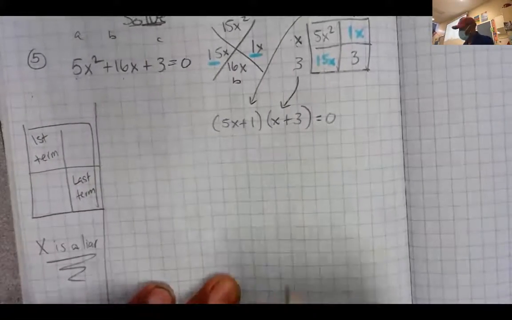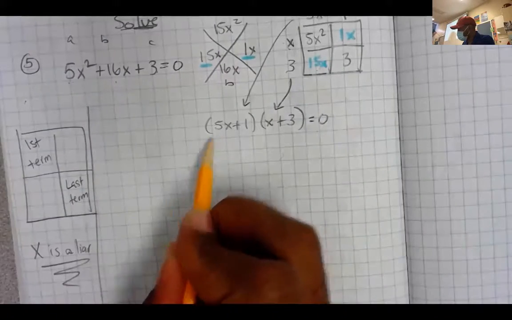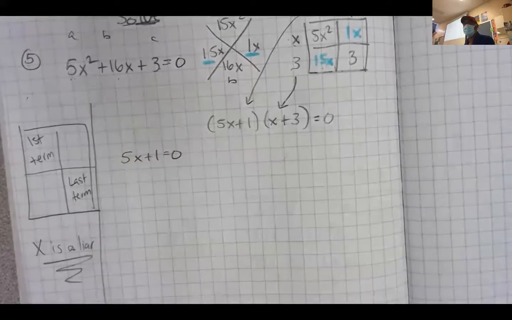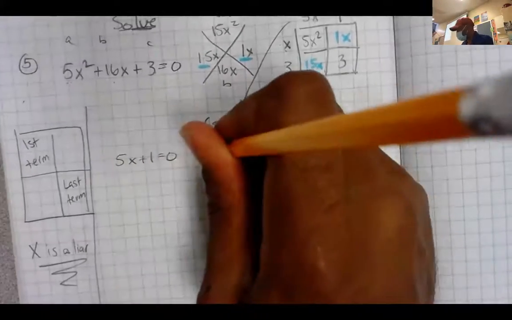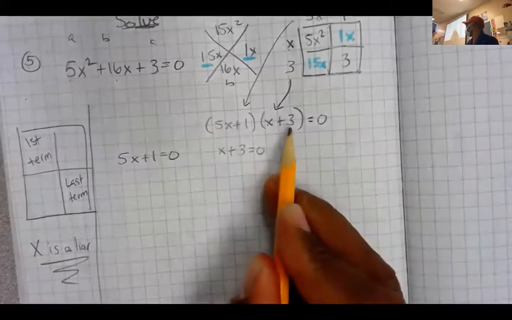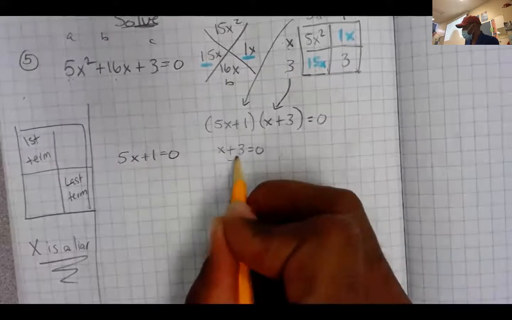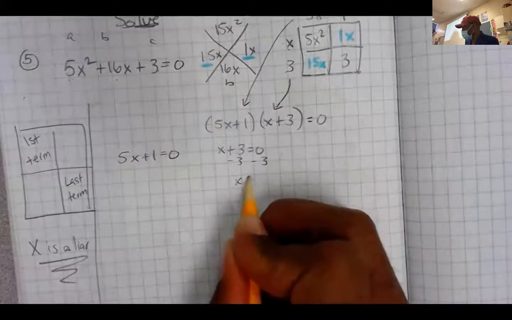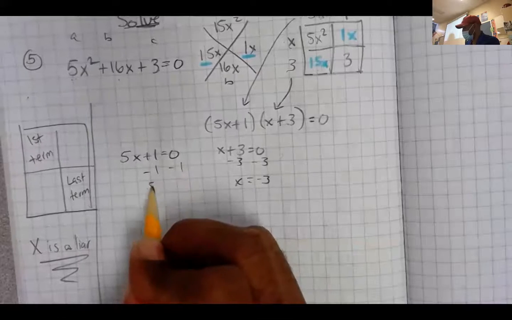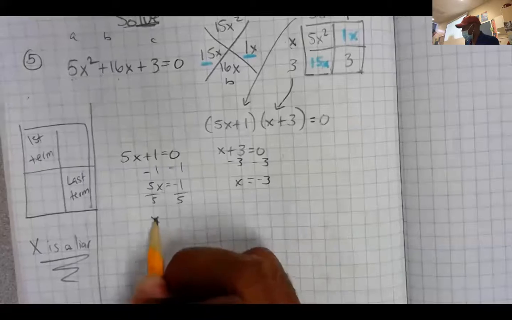Okay, so here, what you can do is you take these to the side, and you can solve for both of them by making them both equal to 0. So first I'll solve 5x plus 1 equals 0, then x plus 3 equals 0. Now this one, again, is the easy one to solve. It's this one which people usually have trouble with. So here I subtract 3. I get x equals negative 3. This one, I subtract 1, but then I have to divide by 5, so I end up with a fraction as my answer.